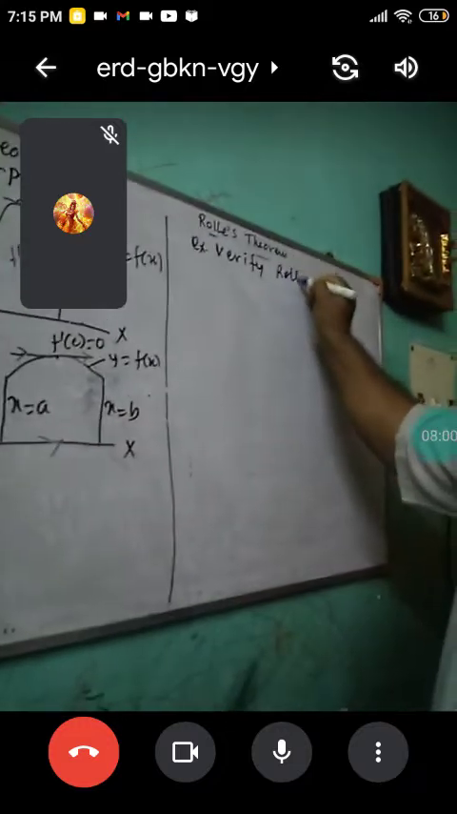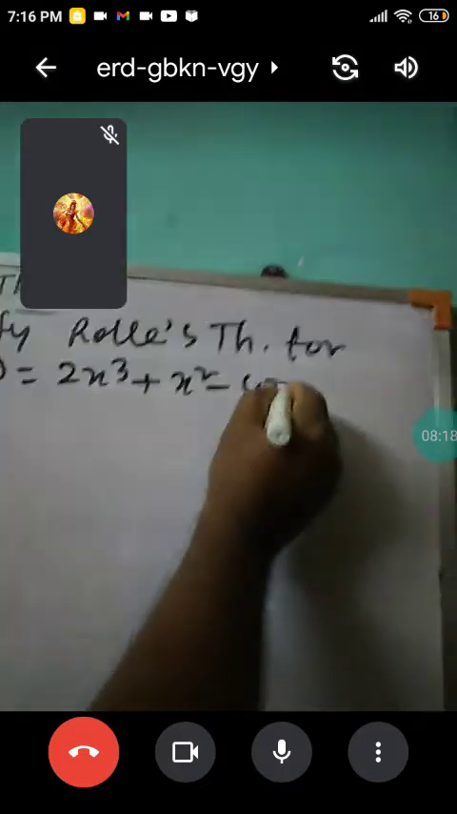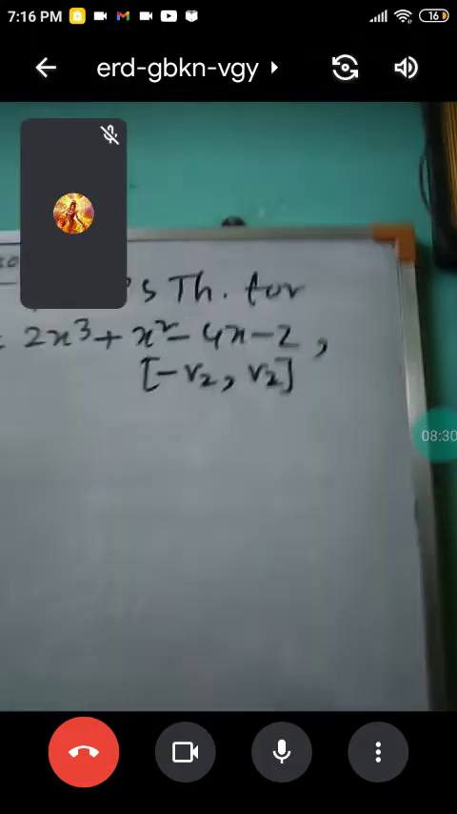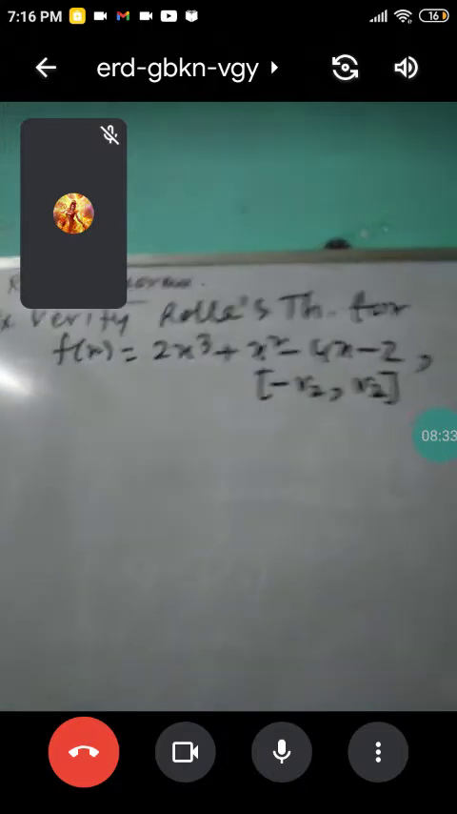Example. Verify Rolle's theorem for f(x) equal to 2x cube plus x square minus 4x minus 2, in the interval minus root 2 comma root 2, closed interval. This is a closed interval. So verify Rolle's theorem. This is from a university paper sum. You have to verify.